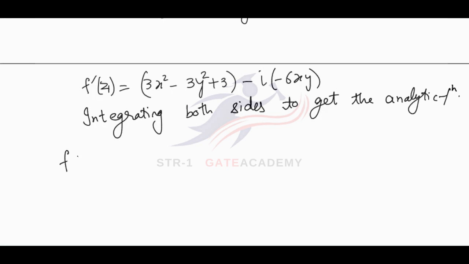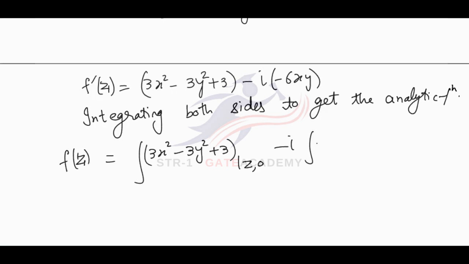So f(z) is equal to the integration of 3x² minus 3y² plus 3 at (z, 0), minus iota times the integration of minus 6xy at (z, 0). So when it is (z, 0), we substitute that and then we will integrate it, right?